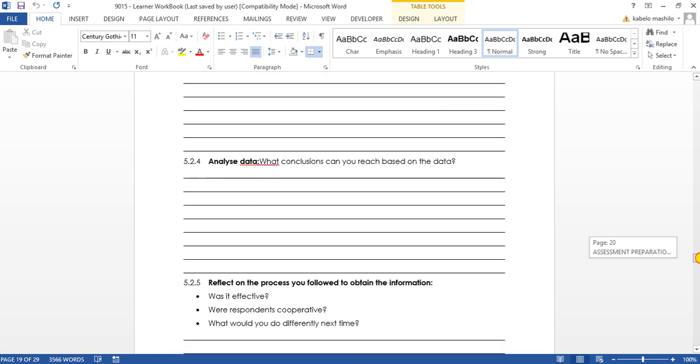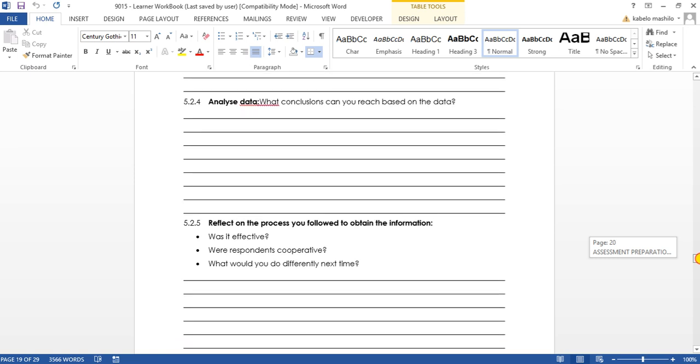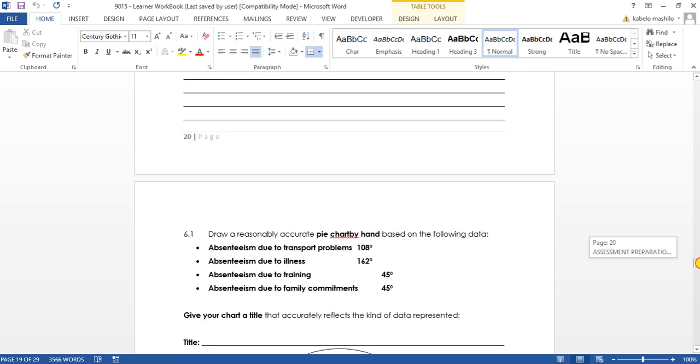Reflect on the processes you followed to obtain the information. Was it effective? If it was effective, yes. If it's not, show other ways or means that you can do better on the process you followed. Were the respondents cooperative? What would you do differently next time?